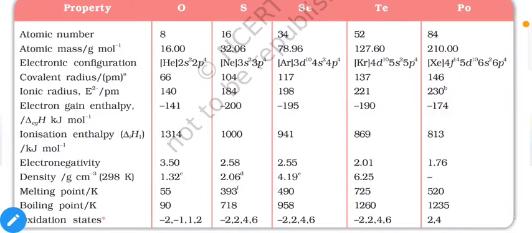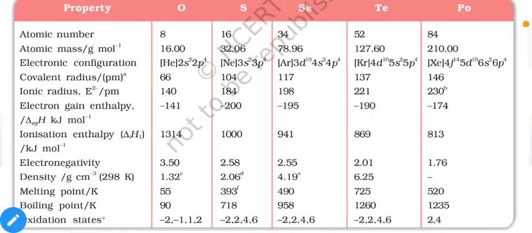Then we have electronegativity. As discussed already, because of increasing metallic character, electronegativity decreases. Then densities: with increasing atomic number, more neutrons and protons are present at the core, and that's why density is higher with increasing atomic number. Then melting points, boiling points and common oxidation states of each element are mentioned.